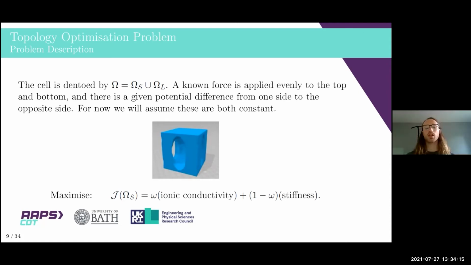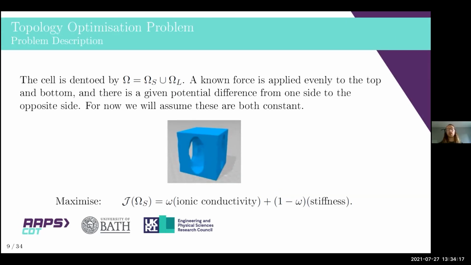So the problem we're looking at is how can we maximize some cost functional that we define, which is going to be a linear combination of the ionic conductivity and the stiffness, where omega here is a parameter we can change. When omega equals 1, we're focusing purely on maximizing conductivity, and when omega equals 0, we'll be focusing purely on maximizing stiffness, and anything between 0 and 1 would be some balance of that. And this cost functional is purely dependent on the solid phase, because if we affect the solid phase, then we're inherently changing the liquid phase as well, so we don't need to do it across the whole domain.